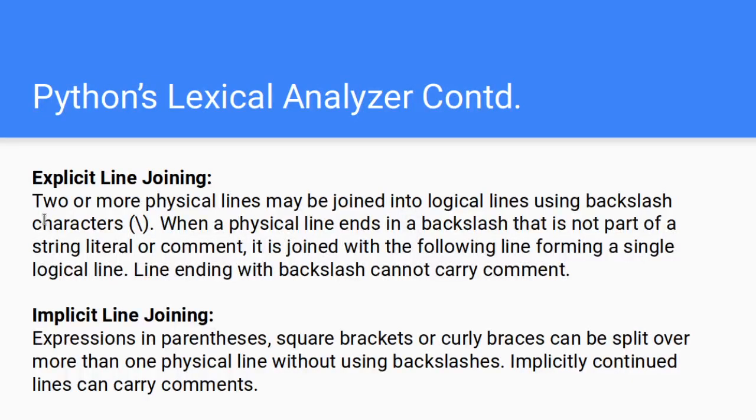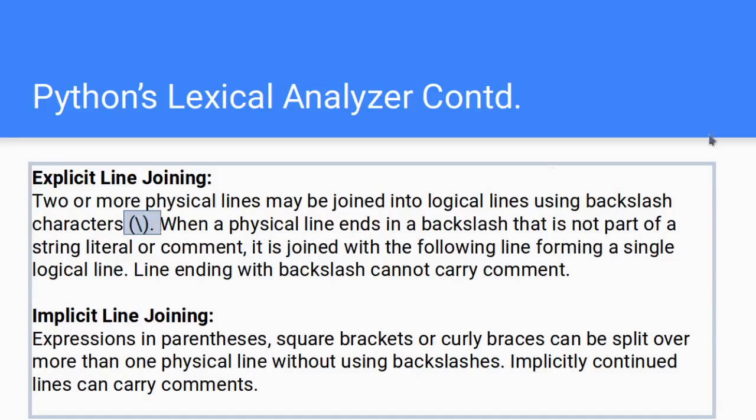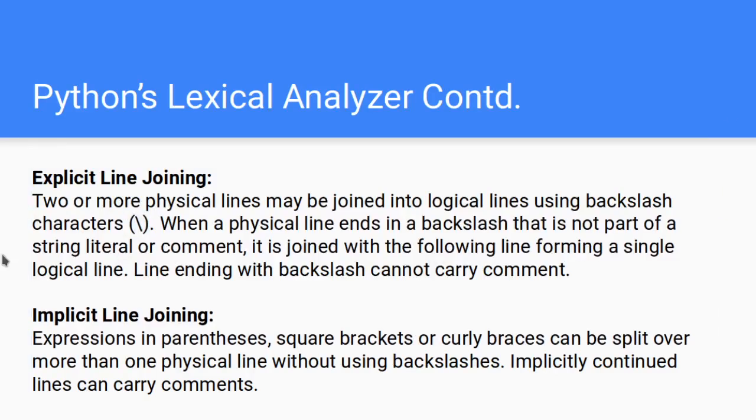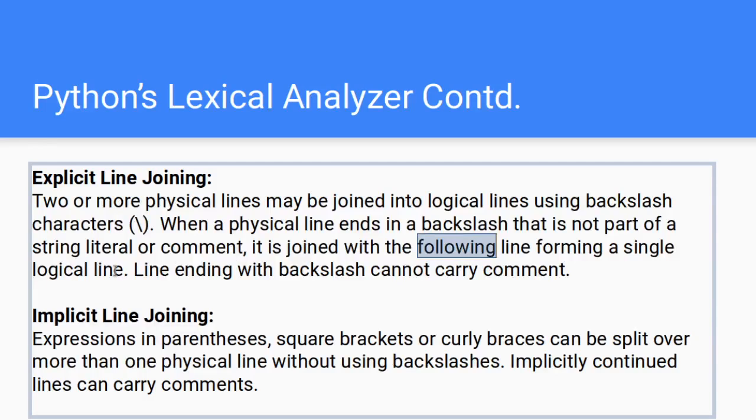We want to talk about the line joining rules. Explicit line joining: two or more physical lines may be joined into a logical line by using the backslash character. When a physical line ends in a backslash that's not part of a string literal or a comment, it's joined with the following line, the preceding line forming a single logical line. The line ending with a backslash cannot carry a comment.